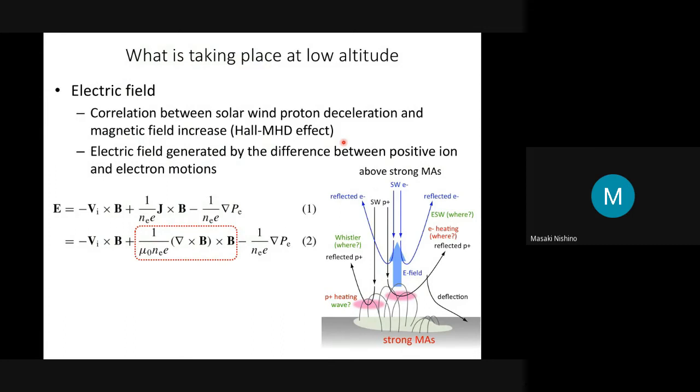This is almost the same thing. The gradient B is formed around here, and this rotation B shows the electric current. So what is going on is almost similar to the Earth's magnetopause current layer. It's very similar to what is going on around the lunar magnetic anomaly.